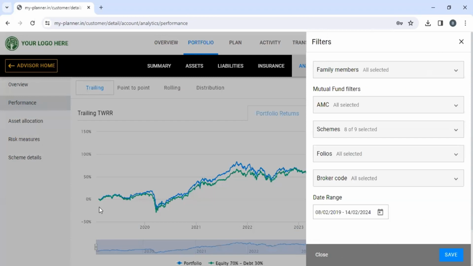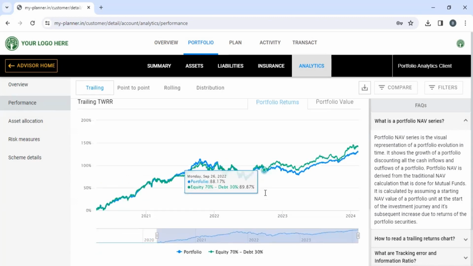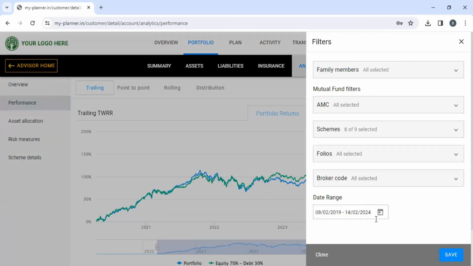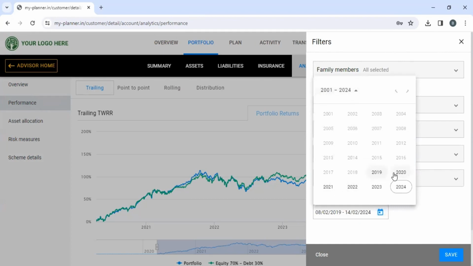But the duration has also changed. So if we have to compare against a similar duration, so let's say after COVID. So after COVID, this portfolio has given... okay, so I have to generate it again. So let's say after COVID, let me just generate it once again. So we have lots of filters for us to play around with.